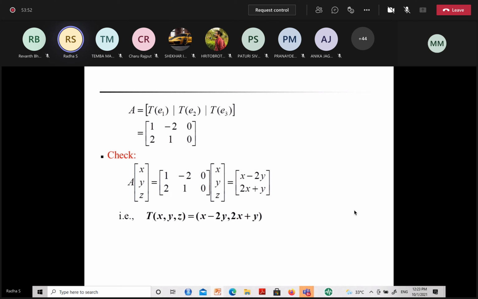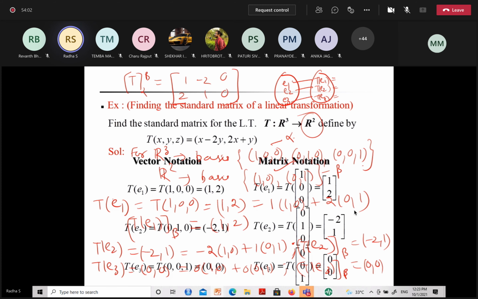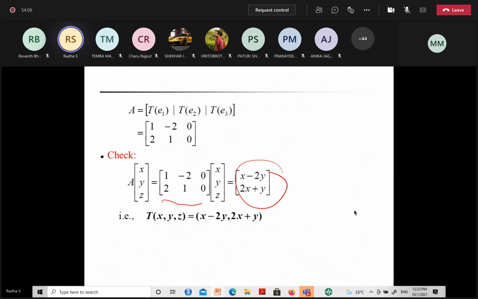One more thing you can check. Whenever that happens to be the standard matrix, multiply the standard matrix with x, y, z. You should get this: x minus 2y, 2x plus y, right? The same thing you had, right? Standard matrix into x, y, z, whatever you do, you will get the linear transformation. Standard matrix actually represents the linear transformation.